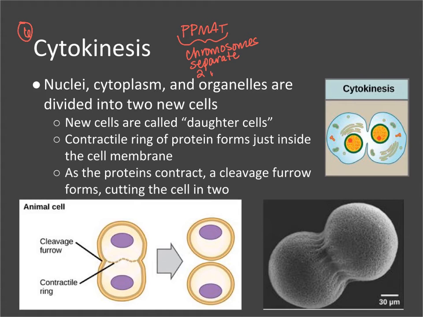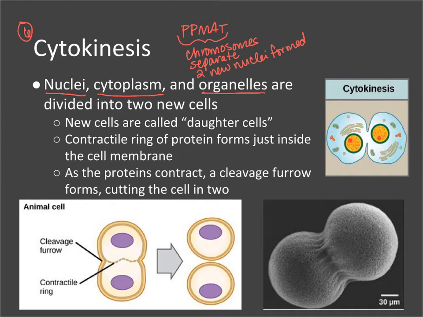And two new nuclei are formed. During cytokinesis, everything else gets separated. So those two nuclei are now going to be divided into two new cells. The cytoplasm is going to get divided between the two new cells, and the organelles are going to be divided.